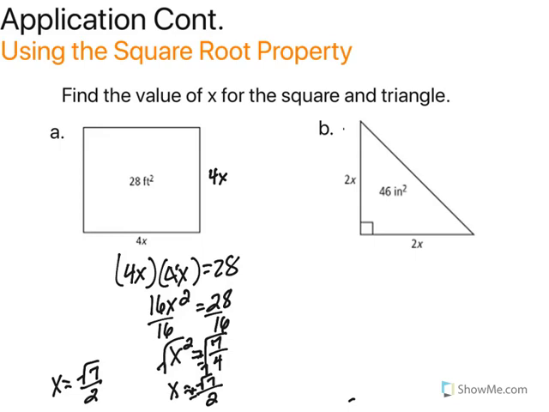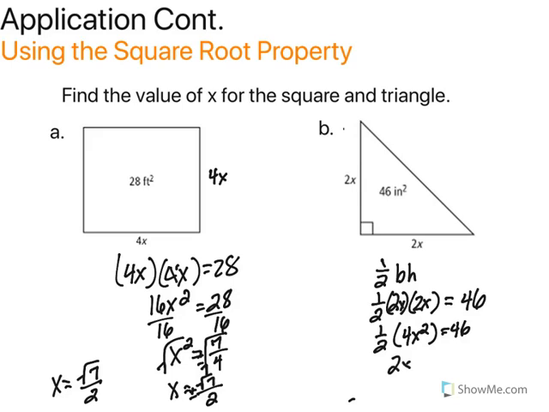When we look at B, we know that the area of a triangle is 1/2 base times height. And so in this case, that'd be 1/2 times 2x times 2x is equal to 46. I know that 2x times 2x is 4x squared. And so we have 1/2 times 4x squared is equal to 46, or just 2x squared is equal to 46. And then we divide both sides by 2. That gives me x squared is equal to 23.